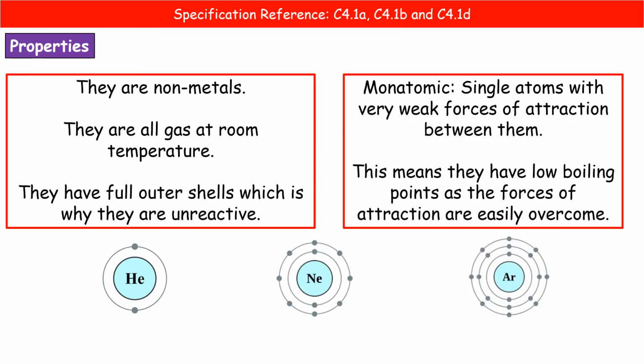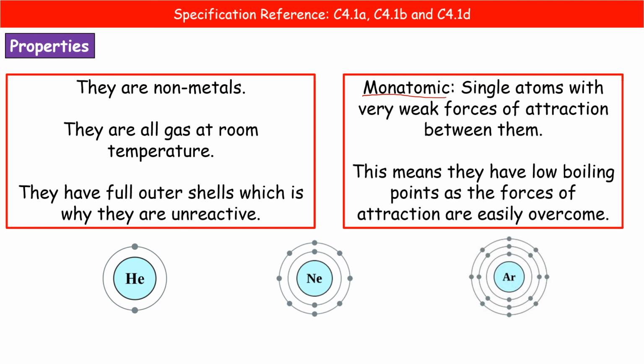Key things about our noble gases, they're non-metals. The right hand side of the periodic table tells us that. Their name tells us that they're all gases at room temperature. It's not some weird science trick, they are all gases. And they have full outer shells, hence why they are unreactive, because if something has a full outer shell, it just doesn't really react. We can use this word here, monatomic, which just means it's a single atom.